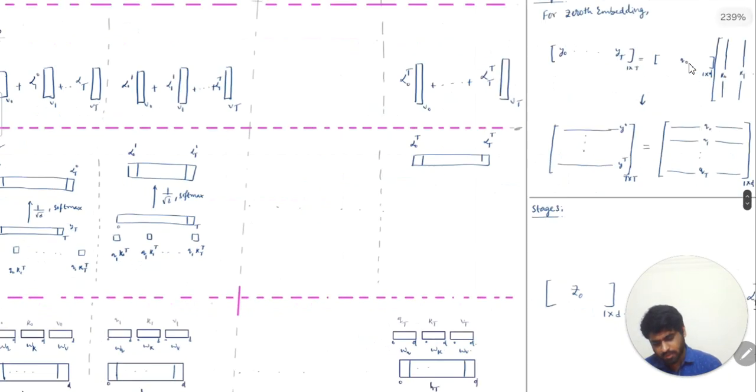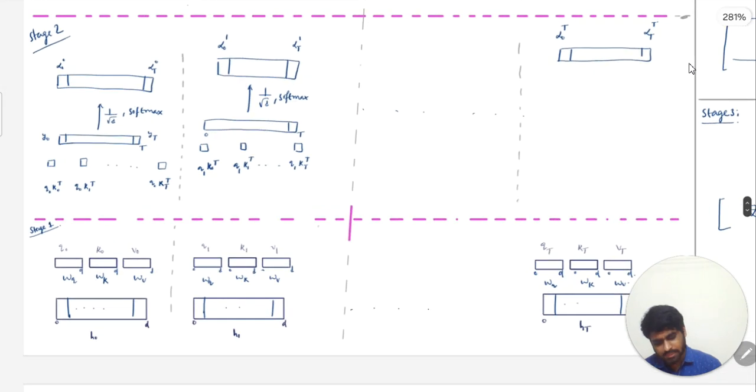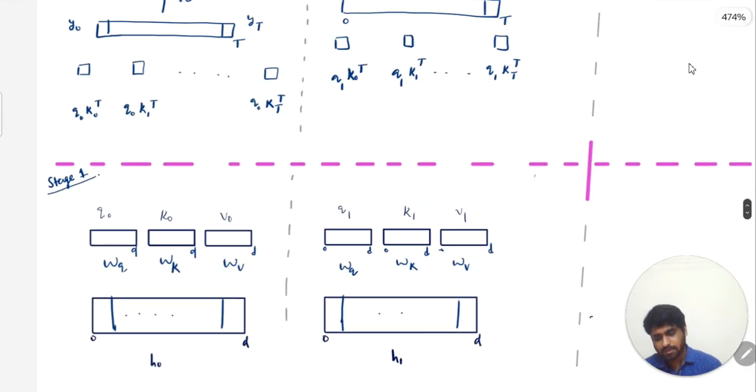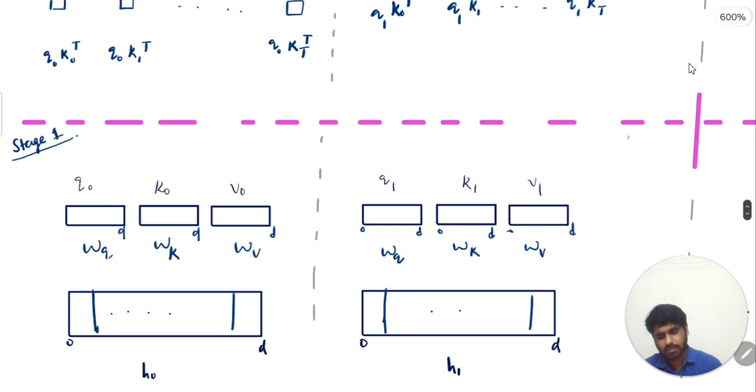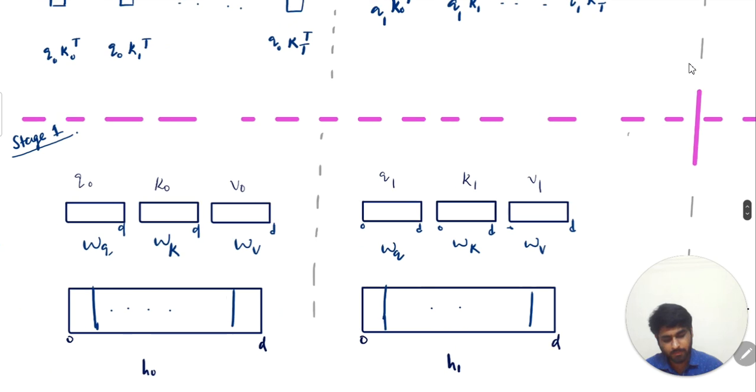The scaled dot product attention has three stages. In the first stage, we take three matrices WQ, WK and WV. All these are learnable matrices, and we multiply these matrices with each of the tokens H0, H1 to HT. Upon multiplying with the three matrices, we get query, key and value for each token, and the dimension is the same.